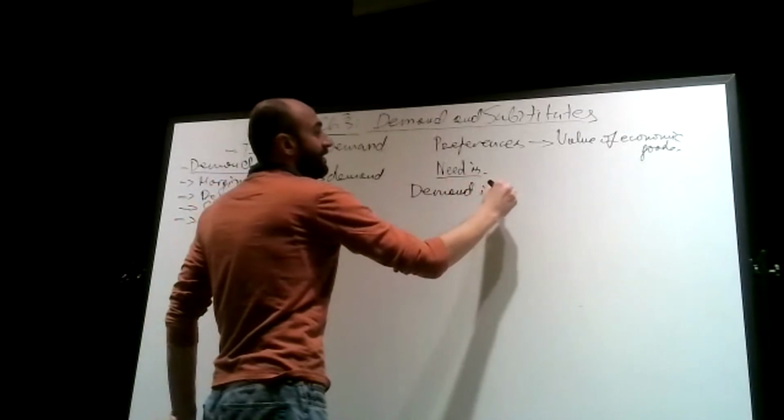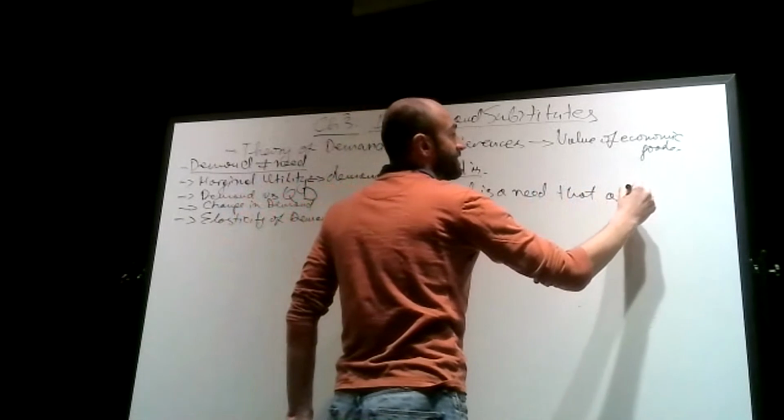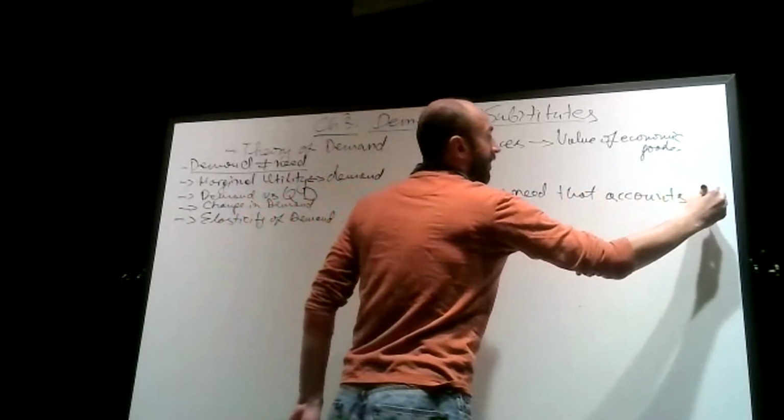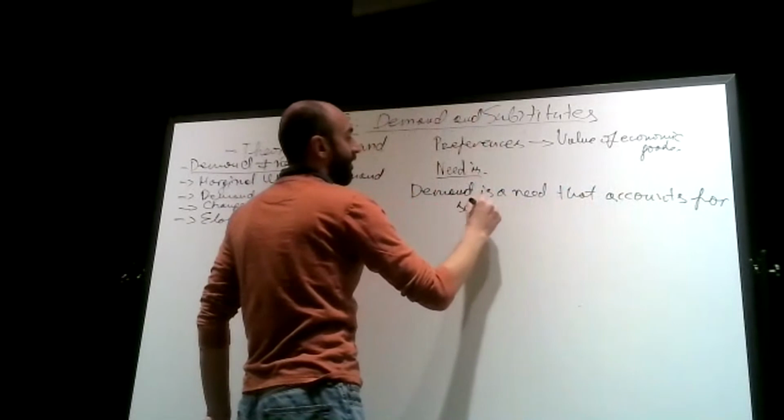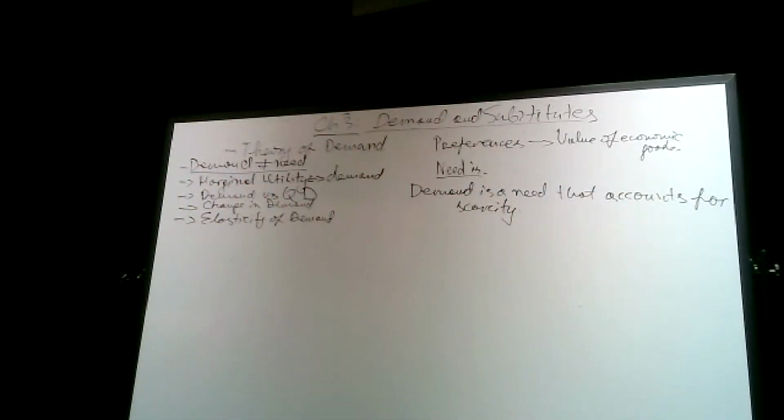Demand is a need that accounts for scarcity. Demand can be demonstrated in action. Demand is when I buy a bottle of whiskey, then I have a demand for whiskey. If I wish I had a bottle of whiskey but decide against purchasing it, that's not demand. An abstract need that nobody can know anything about.